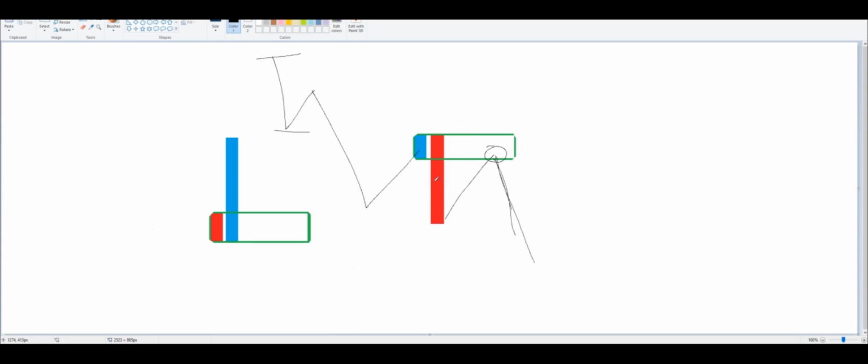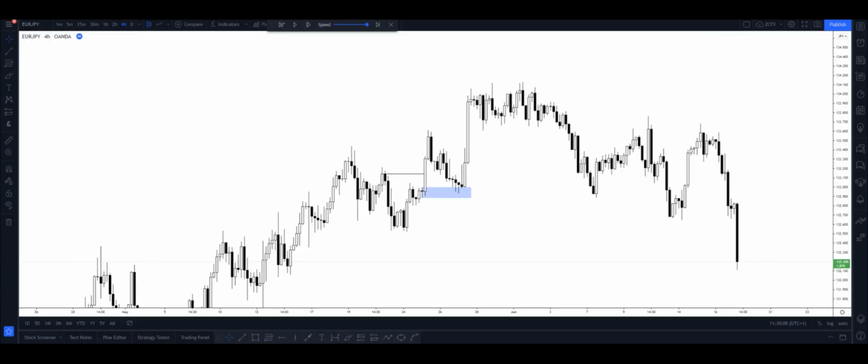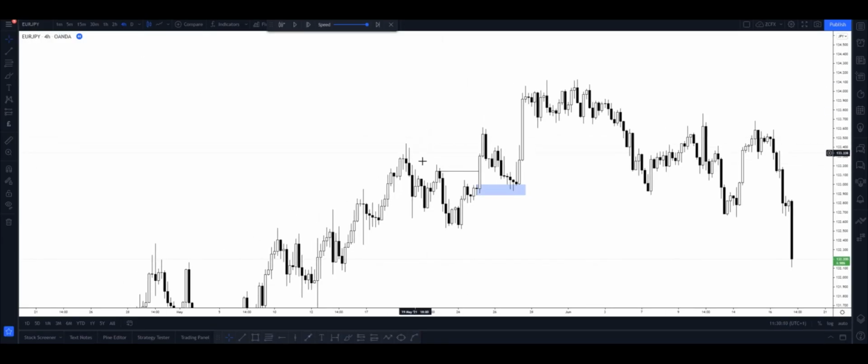But yeah, when it comes to looking at market structure, make sure you try and find those high time frame points of interest. Okay. What I will do as well is go on to the charts now. So again, two types of order blocks: there's a bullish order block and a bearish order block. Okay. So if we jump onto the charts here, you'll see them all the time.